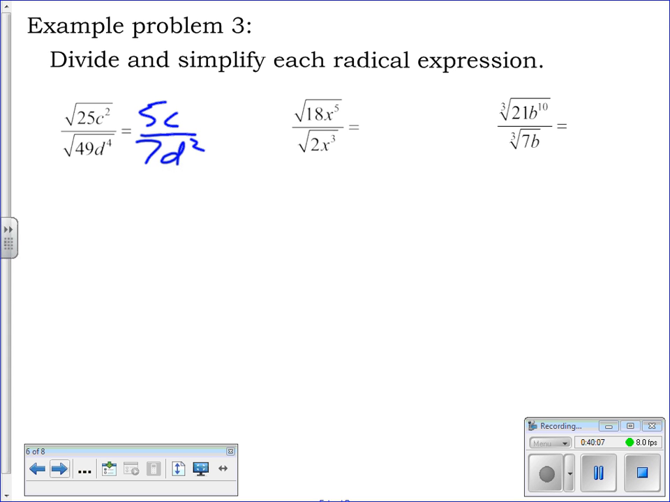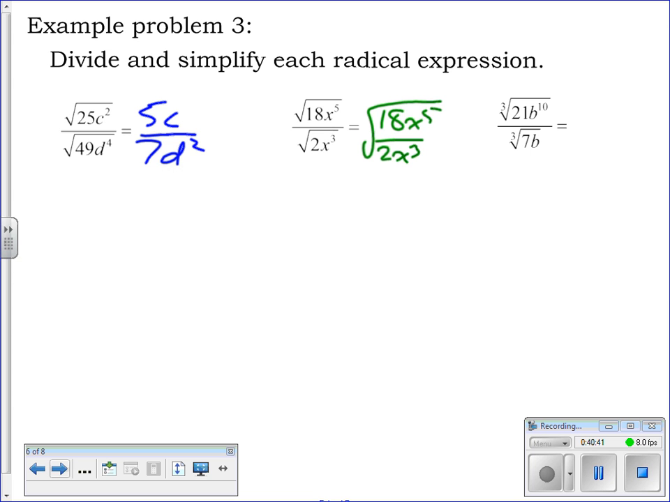Next one's a little different because I don't have a perfect square there. So what I want to do is simplify it first and then deal with the radical. So, a couple of steps. The rules say that I can take a radical, the square root divided by square root, and write it as one square root. The rules say I can do this. 18x to the 5th over 2x cubed. Remember, that was one of the first rules we had. To multiply, combine up; to divide, combine up; and vice versa. You can split it too.